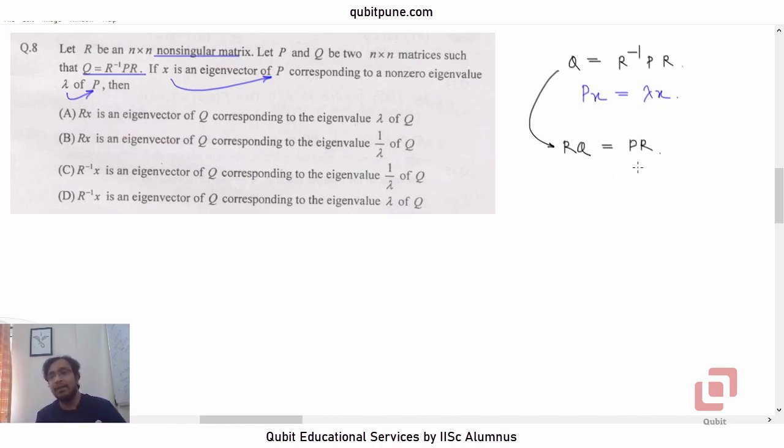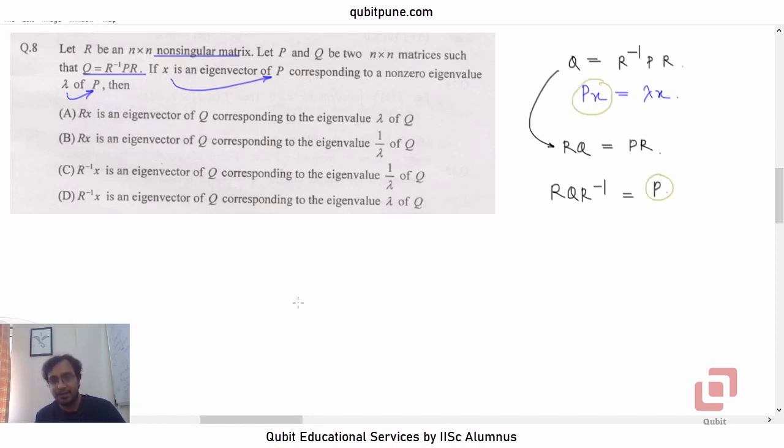Now I will post multiply both the sides by R inverse. RQ R inverse is equal to P R R inverse. By the associative property of matrix multiplication, club R and R inverse together, you will get the identity matrix. P into I is P.